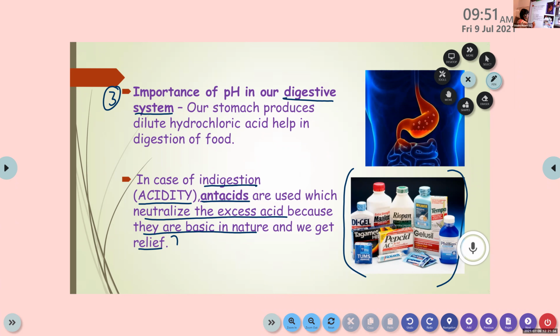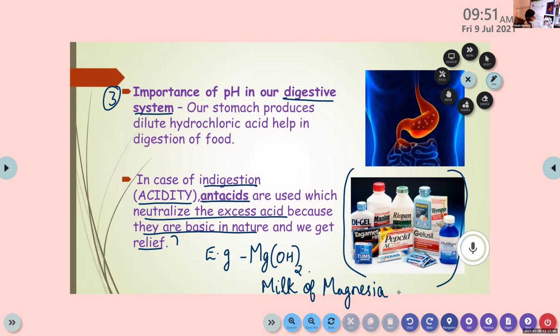You can write one example for antacid. That is magnesium hydroxide, Mg(OH)2, milk of magnesia. It's an example for a base that will be used as an antacid.